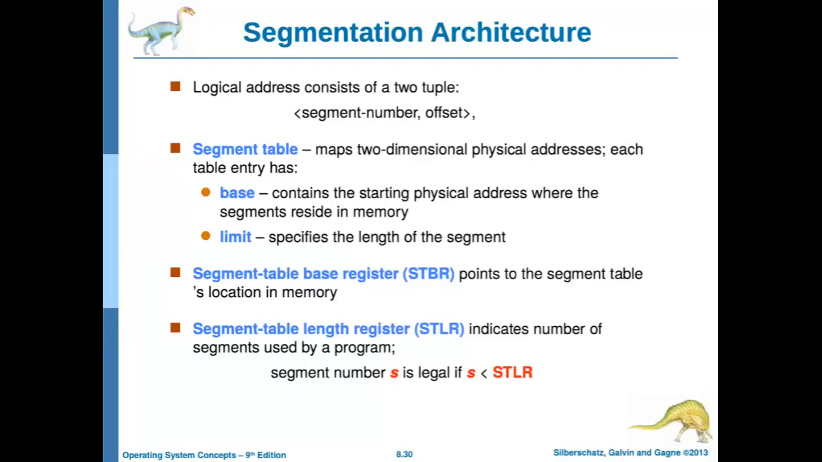For that, the operating system utilizes one register called STBR, the segment table base register. It is like the relocation register, but the relocation register points to the starting address of your process. Here it will point to the starting address of the segment table. You can imagine this as an array, right? So, segment table base register.